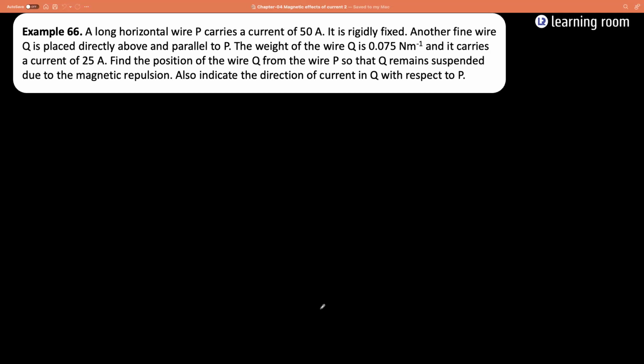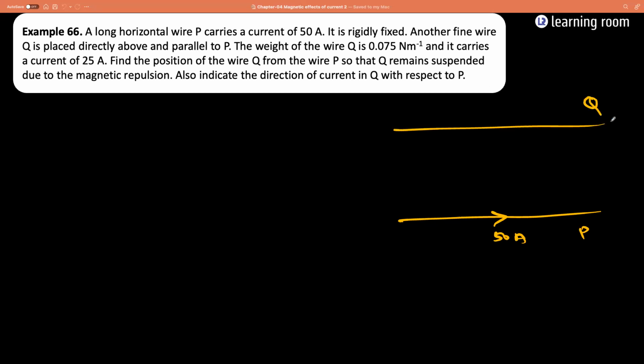repulsion. So read the question carefully. There is a long horizontal wire which carries a current of 50 ampere and the name of the wire is P. There is another wire Q kept above P, and the weight of the wire is going to be how much? 0.075 Newton per meter. Actually, the weight of the wire per unit length. And it carries a current of 25 ampere.